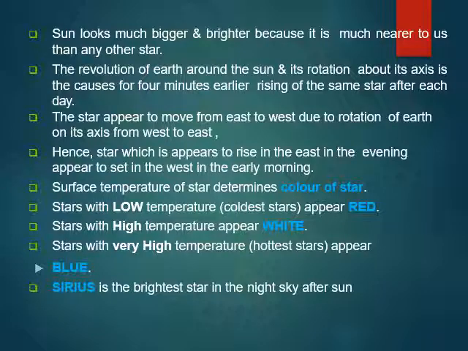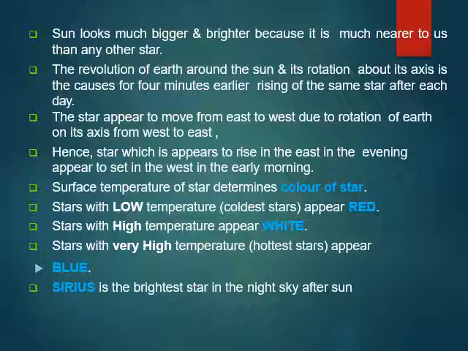Sun looks much bigger and brighter because it is nearer to us than any other star. The revolution of Earth around the sun and its rotation about its axis is the cause for the 4-minute earlier rising of the same star after each day. Means the star appears to rise 4 minutes earlier each consecutive day.